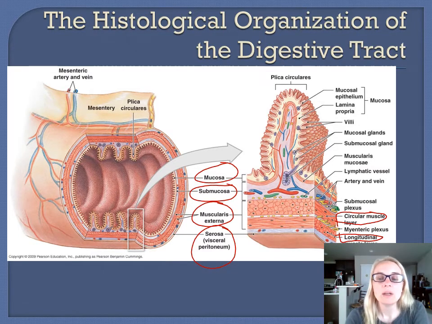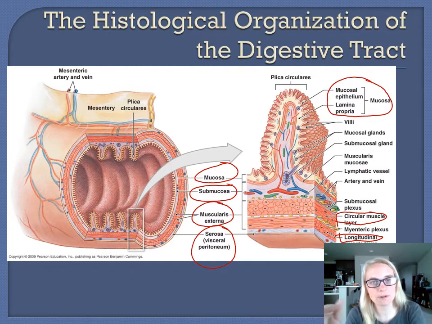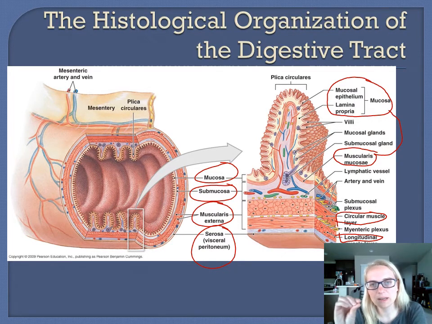In reference to some details within each of these four layers, the mucosa right here is made up of the mucosal epithelium, which is going to be the epithelial covering. And then the lamina propria is like your areolar connective tissue. It's the basement membrane and some connective tissue. It also has what's called the muscularis mucosa. So this kind of goes with that. It is a thin muscular layer that the mucosa sits upon.